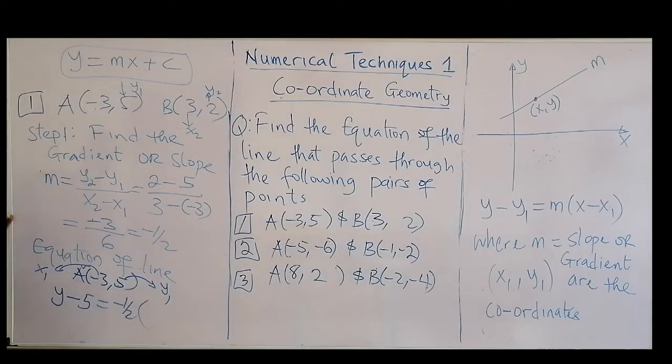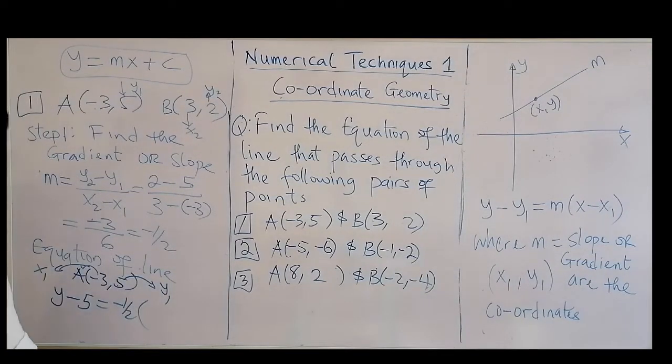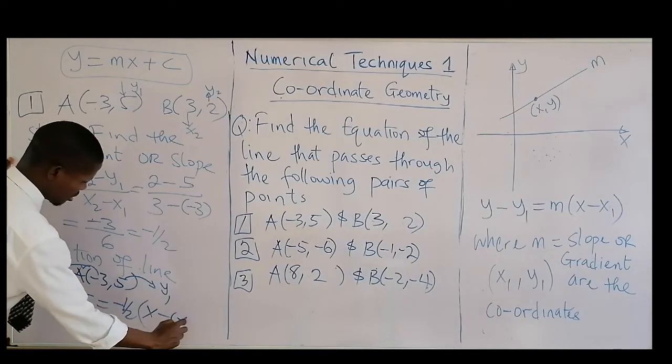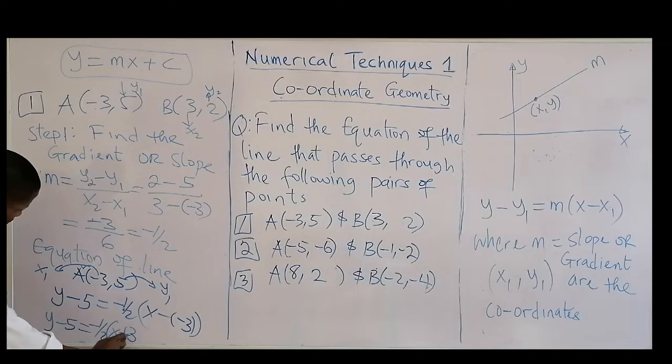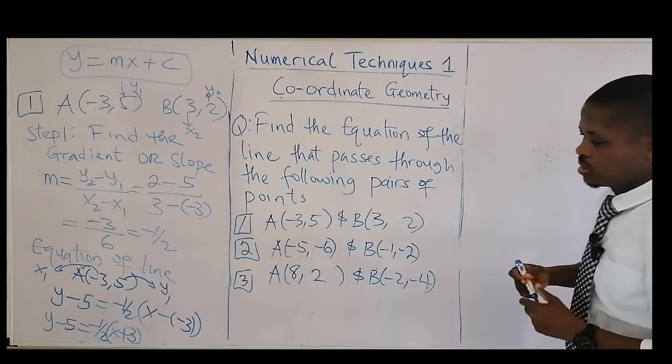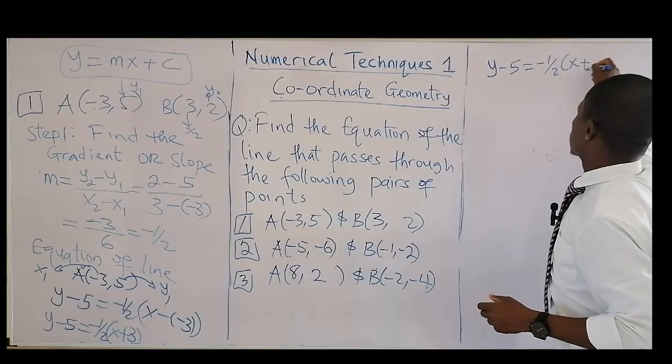The slope is minus half, into brackets. Don't forget the formula we are using there. I'm using this formula. Minus half is the gradient, the slope. Then minus half into bracket x minus minus 3. That will be equal to y minus 5 equals minus half into bracket x plus 3. So let's do the algebra and deal with the fraction.